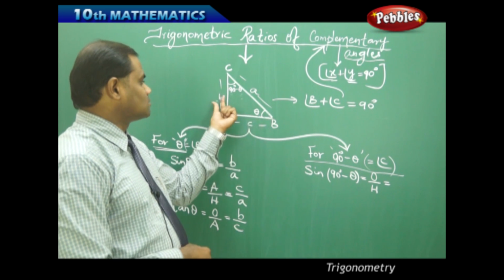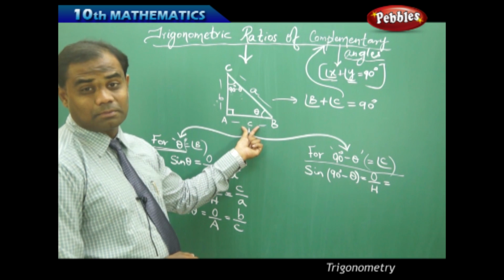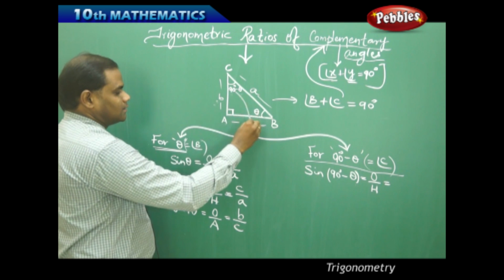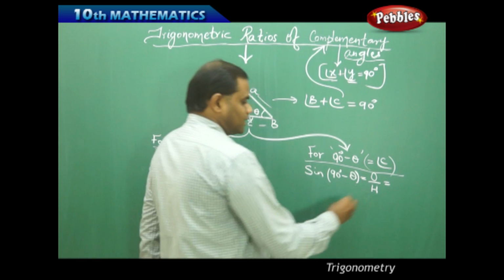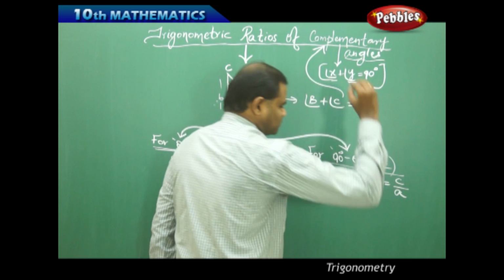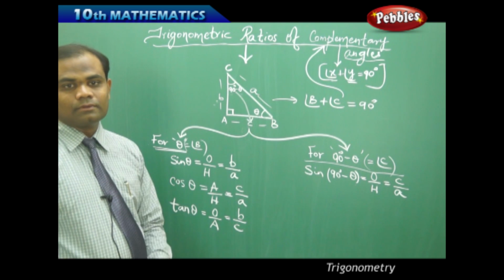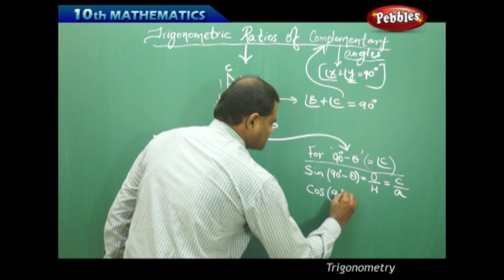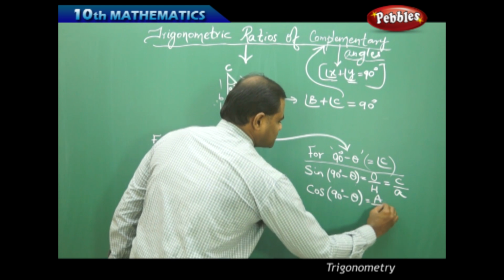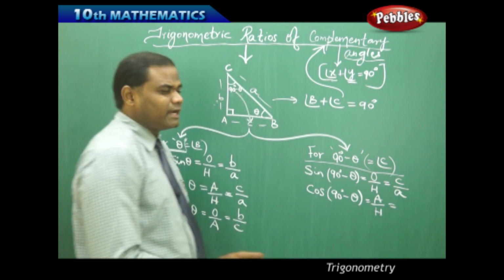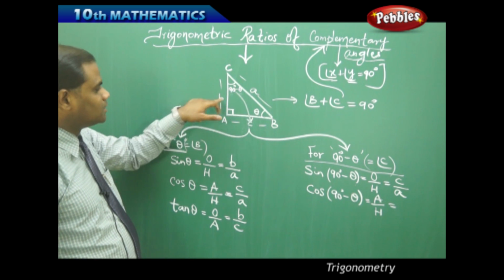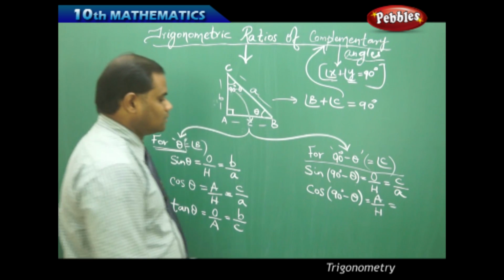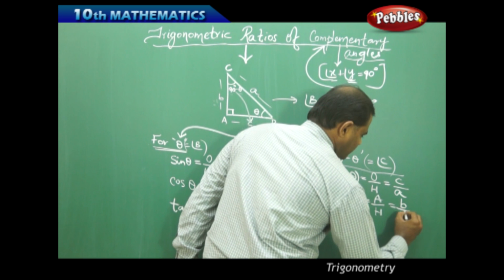This angle has its opposite side here. This angle has its opposite side here. Therefore, for 90 minus theta, my opposite side is C. Therefore, I get C over hypotenuse, which is A. Similarly, I have cos 90 minus theta, which is adjacent by hypotenuse. So adjacent to the angle 90 minus theta is B, and hypotenuse is of course not going to change. It is fixed, which is A. So this would be B over A.